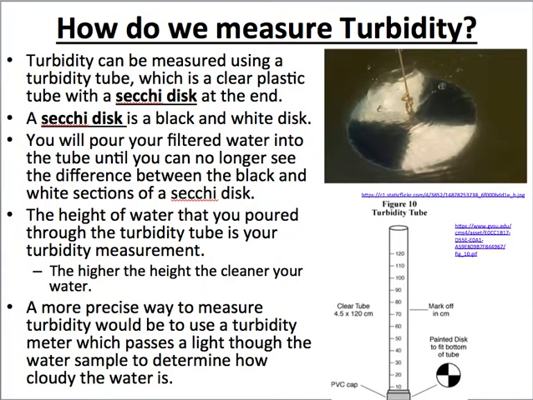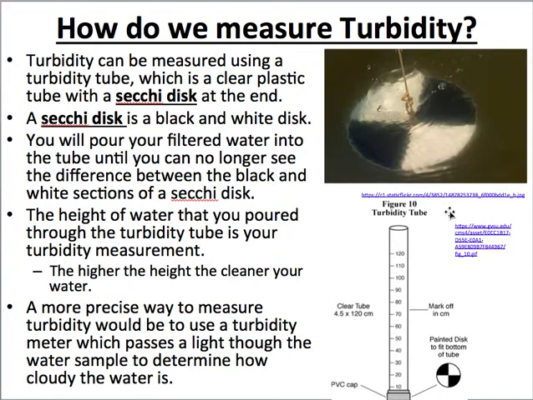So let's talk about how we measure turbidity. We can measure turbidity using a clear plastic tube with a Secchi disc at the end. This is a picture of a Secchi disc that's used in rivers and lakes. You can't really see the string here, but there's a rope that's attached to the Secchi disc. And how you use it is you would lower it into whatever you wanted to test, like a lake or a stream. So you lower it, and the point where you cannot see the difference between the two colors is actually how you measure turbidity. The clearer the water, the deeper you can go.